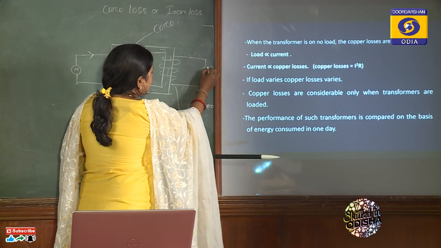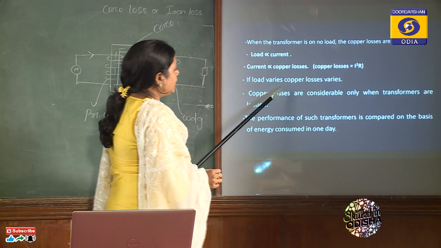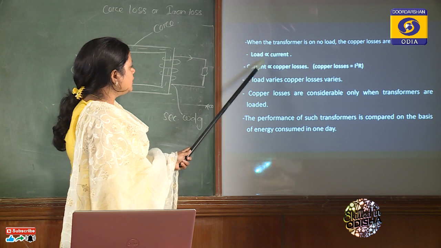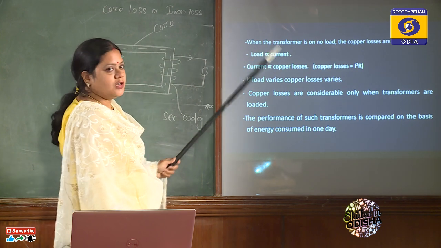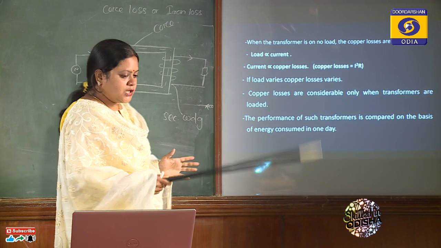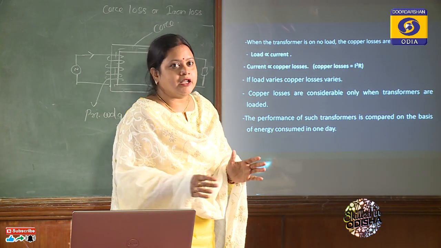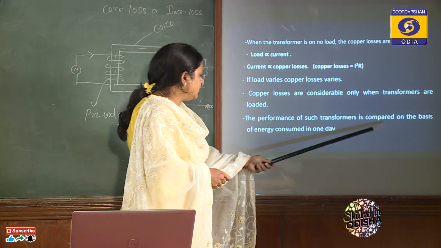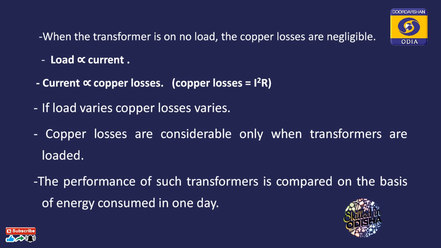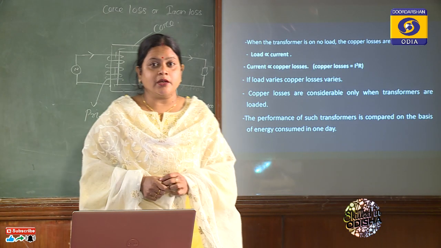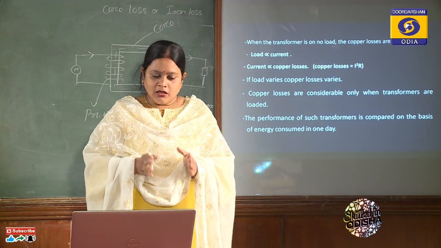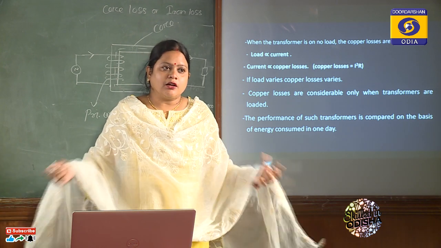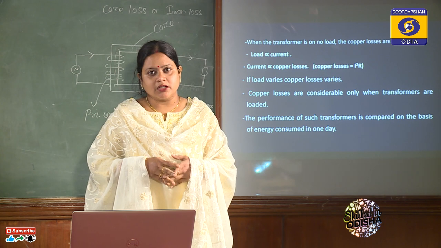So when we give load to the transformer, the copper losses change according to the load current. Copper losses occur when load is given to the transformer. So in 24 hours copper losses are also varying. So the performance of such a transformer is compared on the basis of energy consumed in one day. To know the performance of a transformer, we need to know how much energy it consumes in one day.